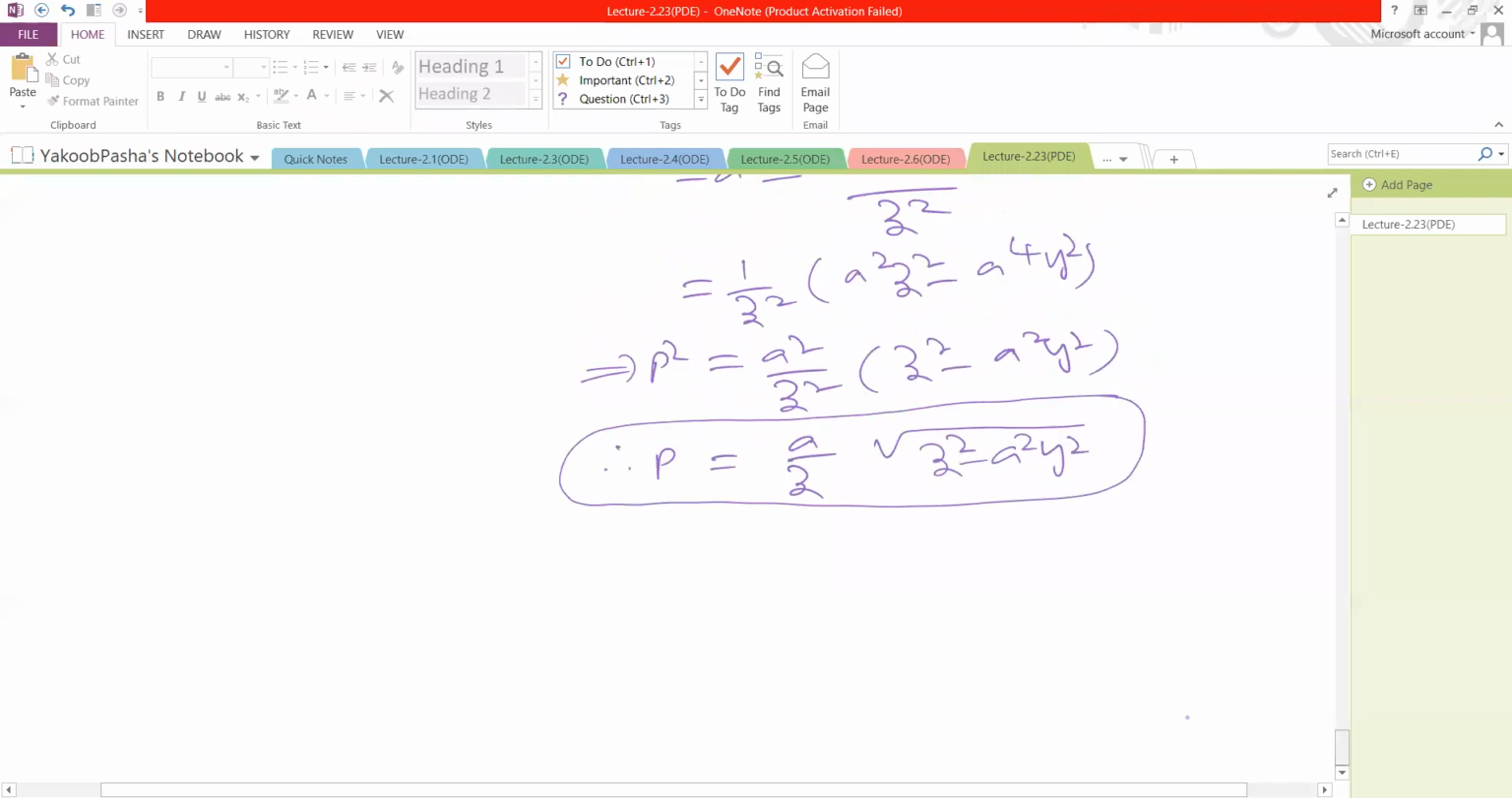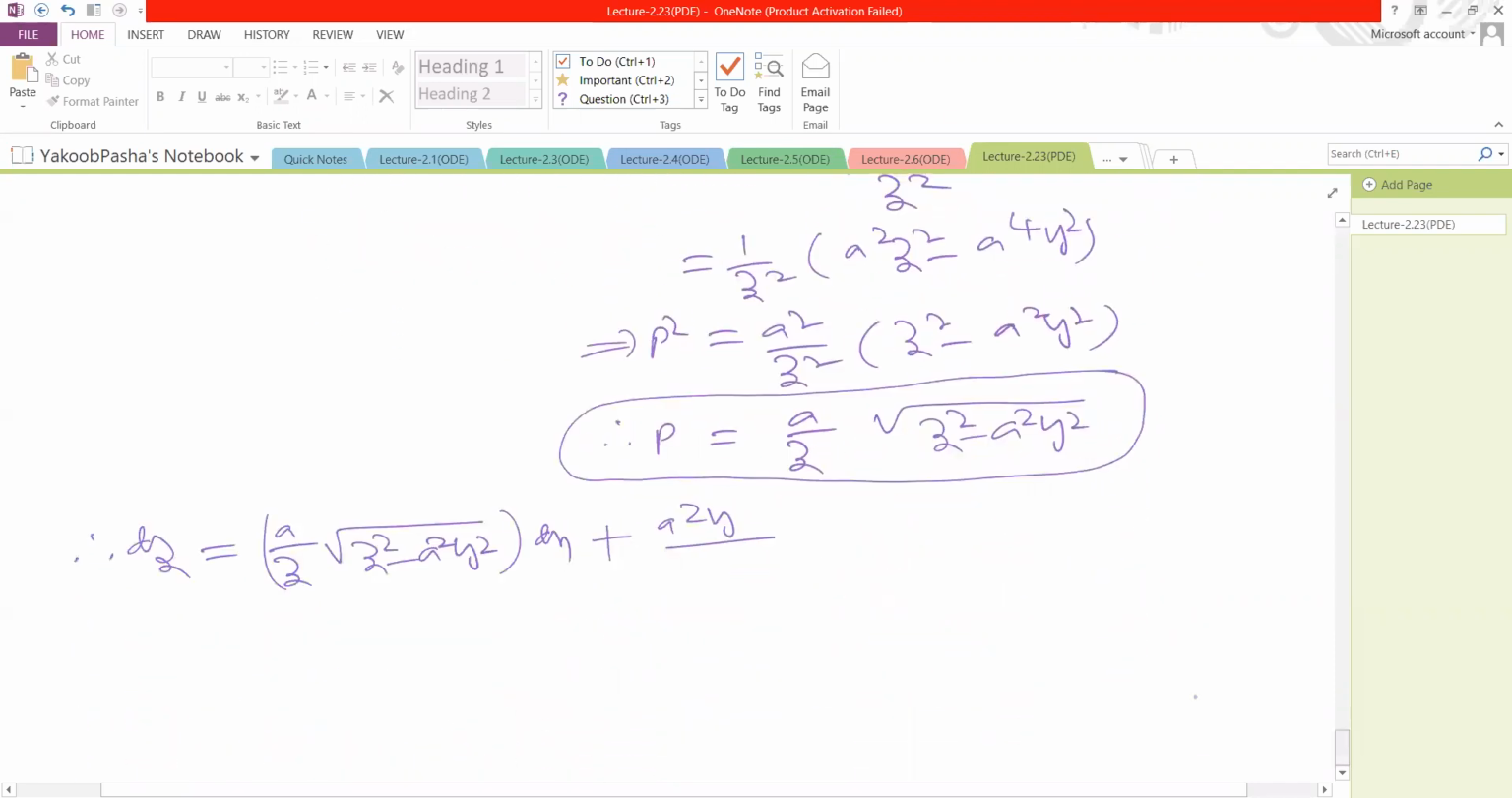We have p and q values. So substitute in dz is equal to p dx plus q dy, equal to a by z under root of z square minus a square y square into dx plus q value, a square y by z, into dy.